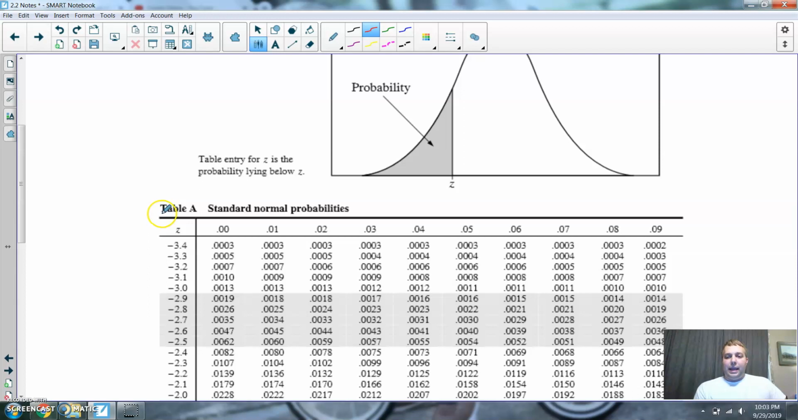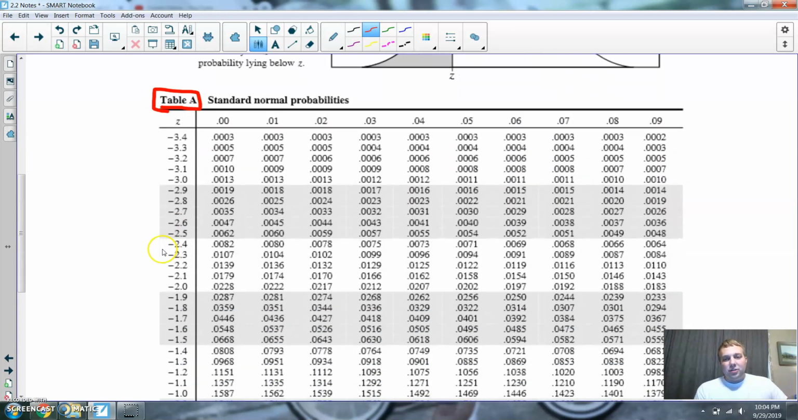It says Table A. It should look something like this. You guys got an updated version this year, but it should look something like this, where you'll see a Z right here for z-score. Now, a couple things.